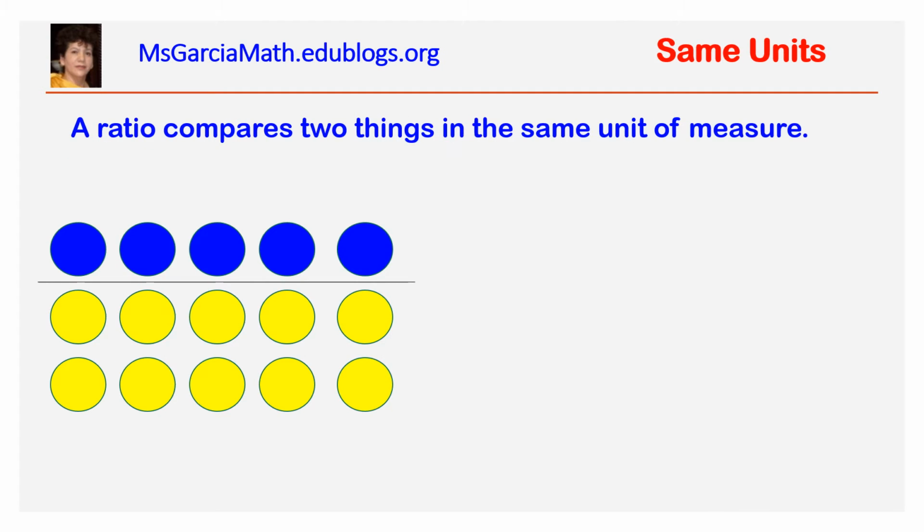A ratio compares two things in the same unit of measure. It doesn't matter what that unit of measure is: pounds, cubic centimeters, gallons, meters. It matters only that the two are measured in the same units.